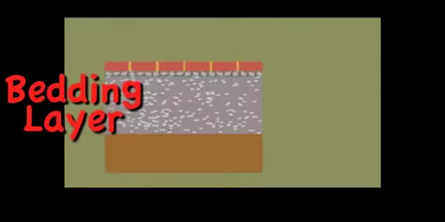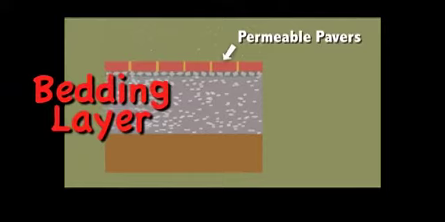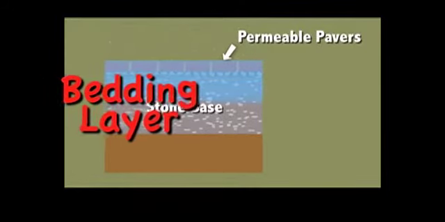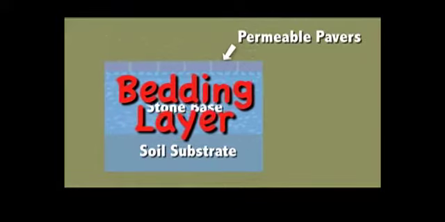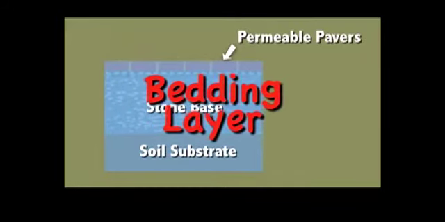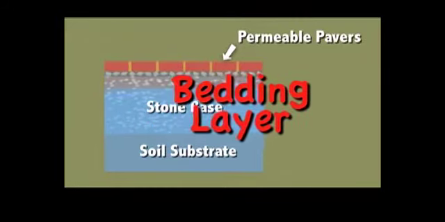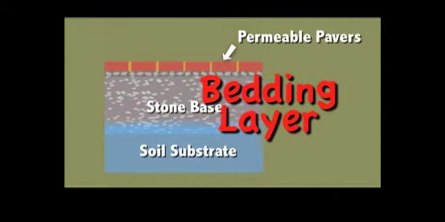A base and bedding layer provide the foundation for the pavers. The depth of the base layer and bedding layer depends upon the volume of water that needs to be collected. Deeper base and bedding layers allow greater amounts of stormwater to be collected and infiltrated into the subsoil.